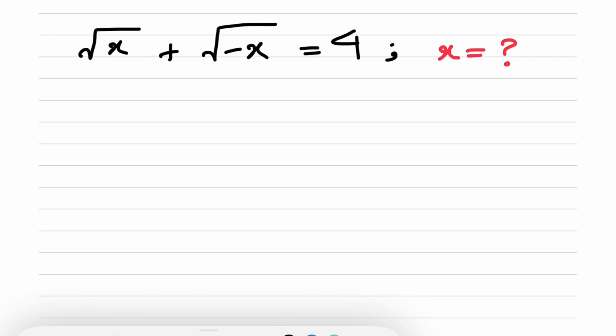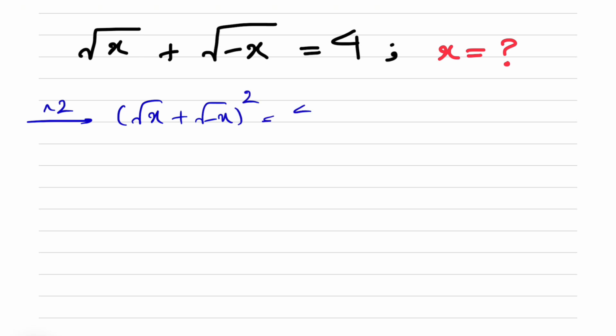So first of all, a common approach in these kinds of questions is to get rid of the square root, because that way it would be easier for us to deal with the x alone. So we're going to take the square of each side of the equation, and we get (square root of x plus square root of minus x) to the power of 2 is equal to 4 to the 2. And we know when we have (a plus b) to the power of 2, this will be equal to a squared plus 2ab plus b squared.